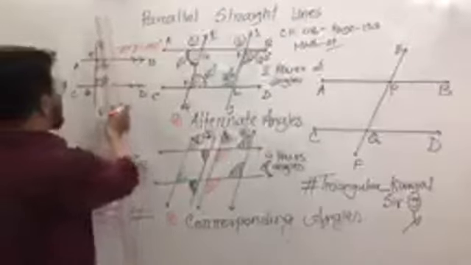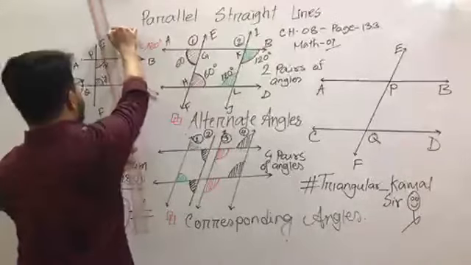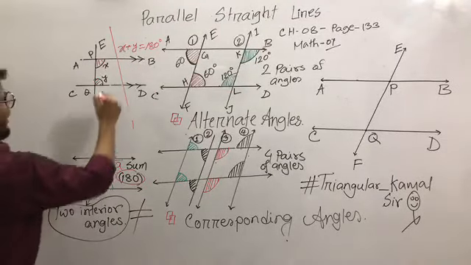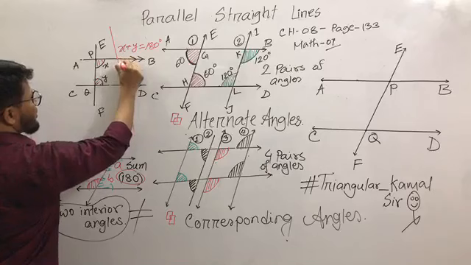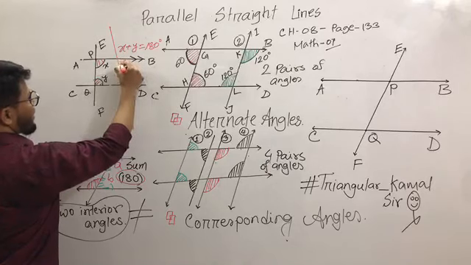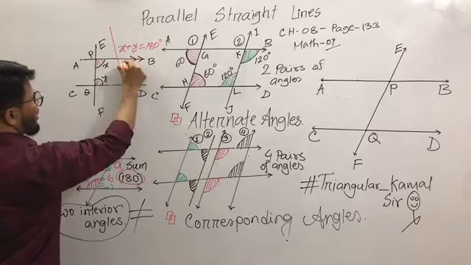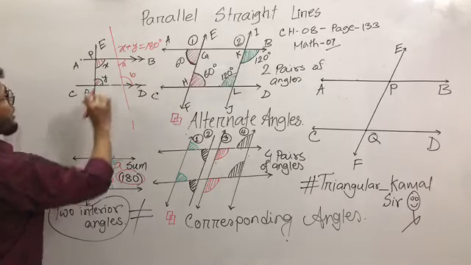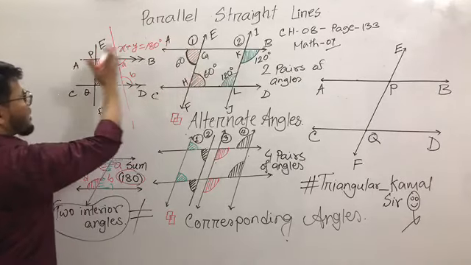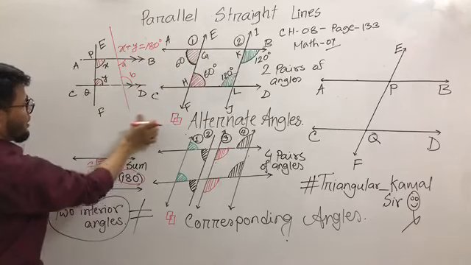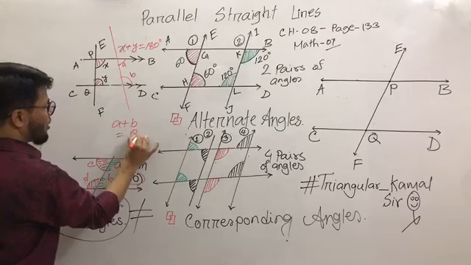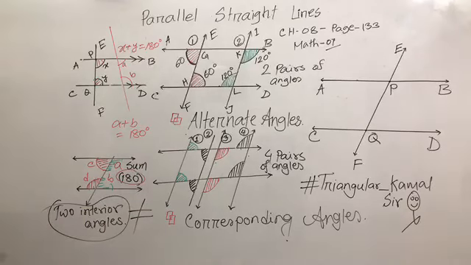If we draw a transversal line like this, and this angle is small a, this angle is small b, then on the same side of the transversal inside the parallel lines, a plus b is equal to 180 degrees.